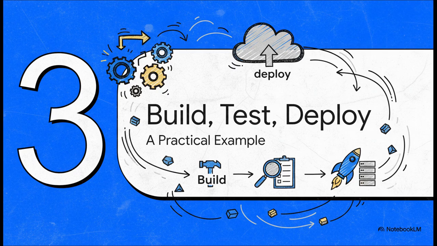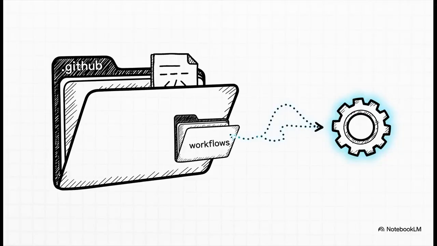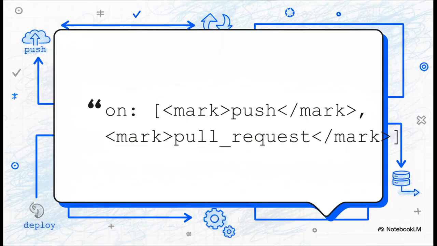We're going to see how all these concepts translate into a real workflow file that can build, test, and maybe even deploy your code. It all begins right here. Inside your repository, you just create a special directory called .github/workflows. Any YAML file you put in here is automatically picked up by GitHub and becomes an active workflow. It's that simple.